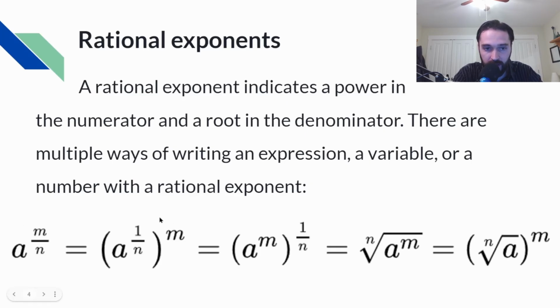Because I'm multiplying the powers, I can change the order of that multiplication if I want to. I can bring this m inside and then raise the whole thing to the 1 over n power. Then in radical form, this denominator n becomes the index of the radical, and I can bring this power m inside, or I can raise the whole thing to the m power. It just depends on which one is more convenient, which one is easier. So this is the relationship between rational exponents and radical expressions.